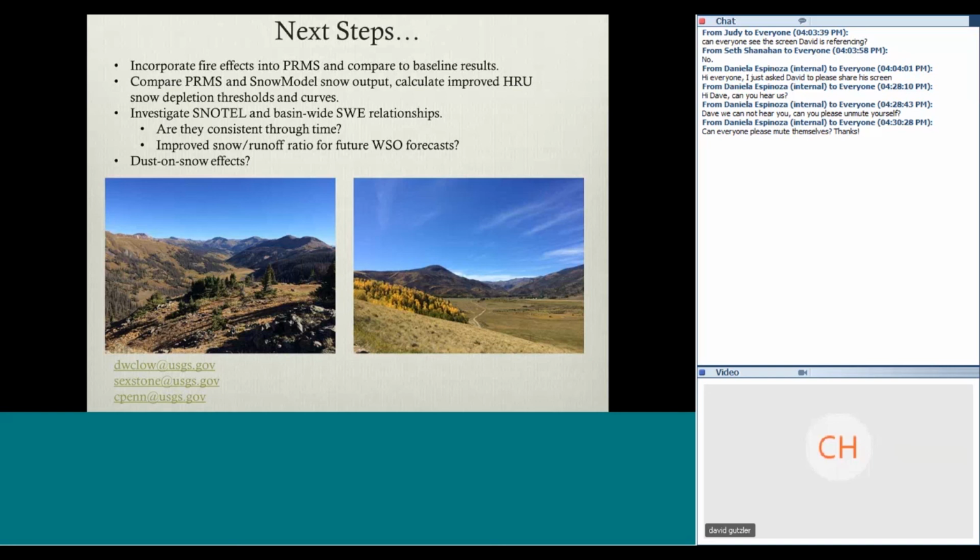And finally, in addition to the climatic effects that the previous presentation highlighted, we're going to look at some other factors that may be affecting snowmelt in the area, such as dust on snow and other things like that. So that's the end of our presentation.